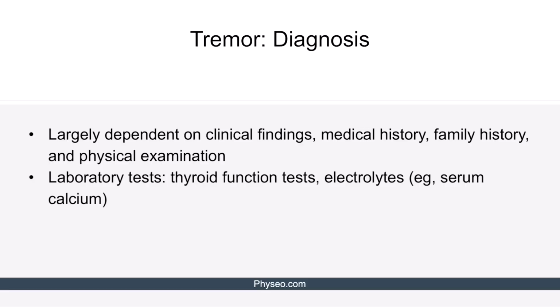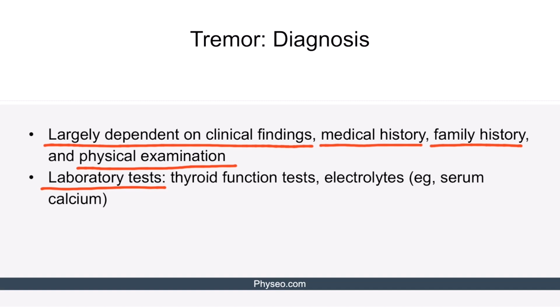Let's move on to the diagnosis of tremors. Actually, the diagnosis is largely dependent on clinical findings, medical history, family history, and physical examination. Laboratory tests can be useful. For example, thyroid function tests to screen for hyperthyroidism and electrolytes such as serum calcium.